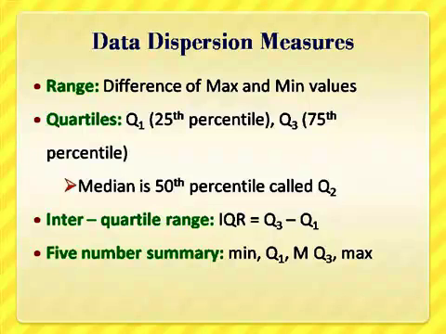Then the third one is the interquartile range. Interquartile range is the distance between the first quartile and third quartile and is a measure of spread that provides the range covered by the middle half of the data. Here Q1, Q2 and Q3 are holistic measures.